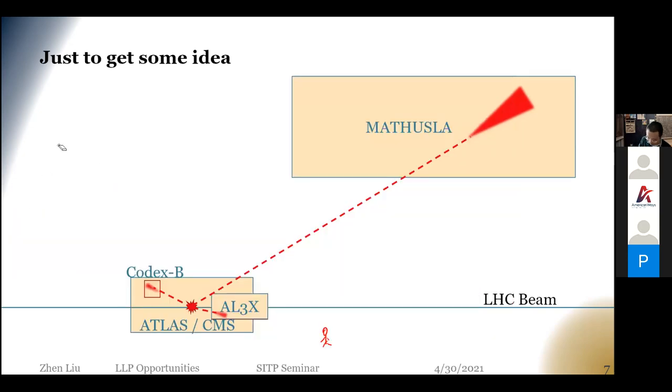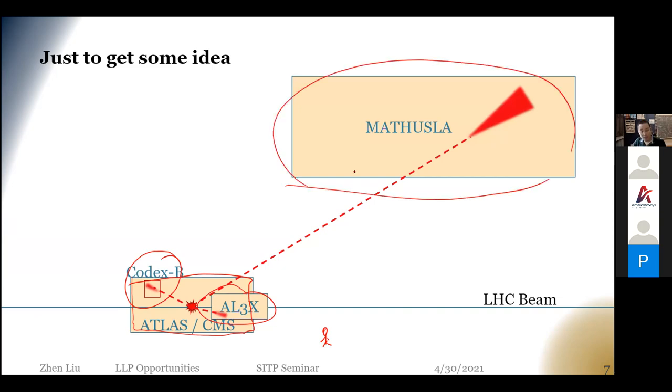So that's the plot, okay? The horizontal axis is the LHC beam. I'm colliding particles here and trying to detect them. This rectangle is the ATLAS CMS big detector. There's a CODEX-b proposal, FACET proposal, and the big MATHUSLA proposal. They are all proposed to be there to look for long-lived particles decaying within them, right?